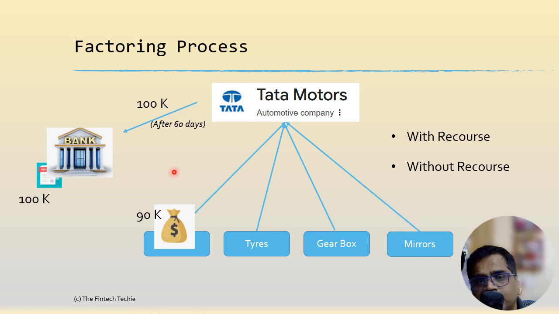Without recourse means the bank will not come to the seat manufacturer at all. He will follow up only with Tata Motors, and if Tata Motors doesn't pay, that's it. The bank would make that as an NPA and then probably write it off. So obviously, the one without recourse is going to be a costlier one for the supplier. The bank may charge more processing fees, and instead of giving 90K, might give 85K or 80K. So this is about the factoring process.